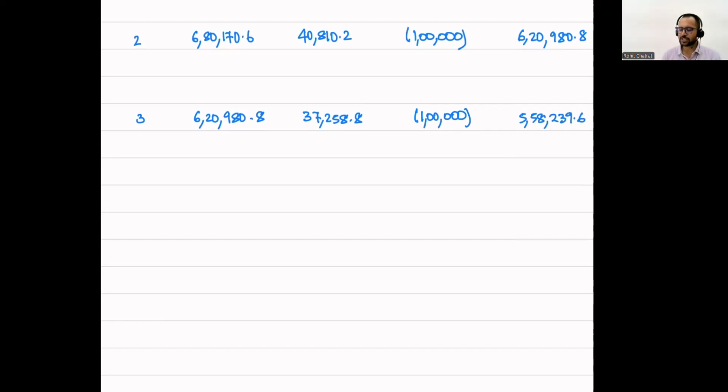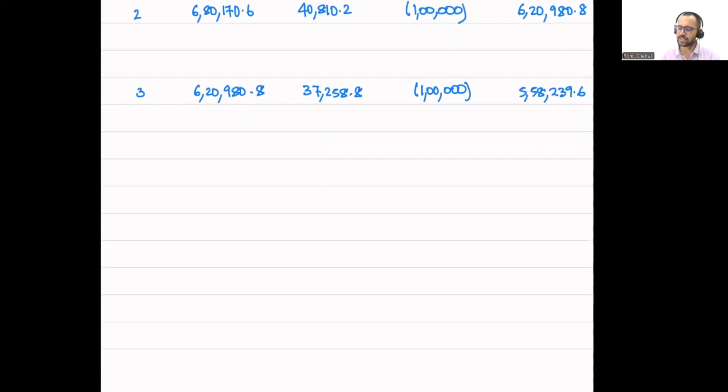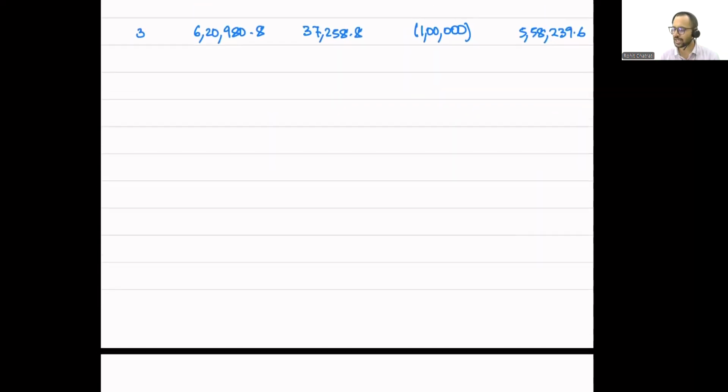All right, so I have 6,20,000 as the beginning liability. On that, I calculated interest at 6 percent, and then I deduct the lease liability payment of 1 lakh, and I have a closing balance at the end of year 3 of 5,58,239.6.